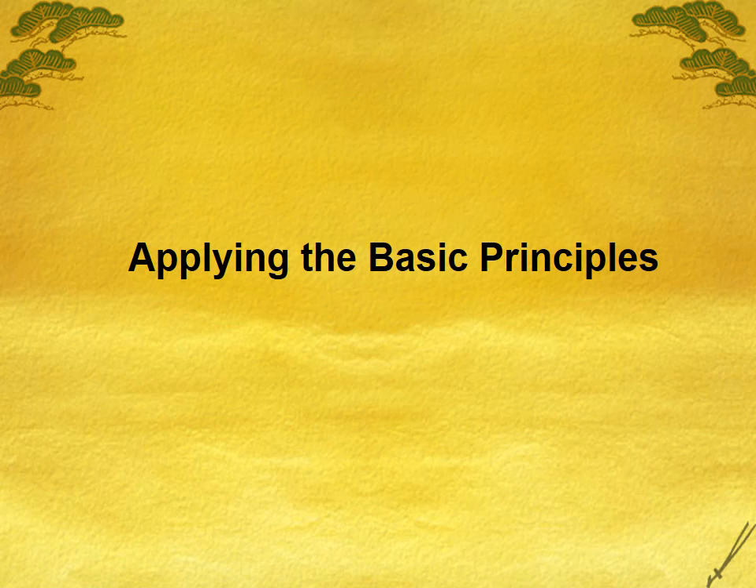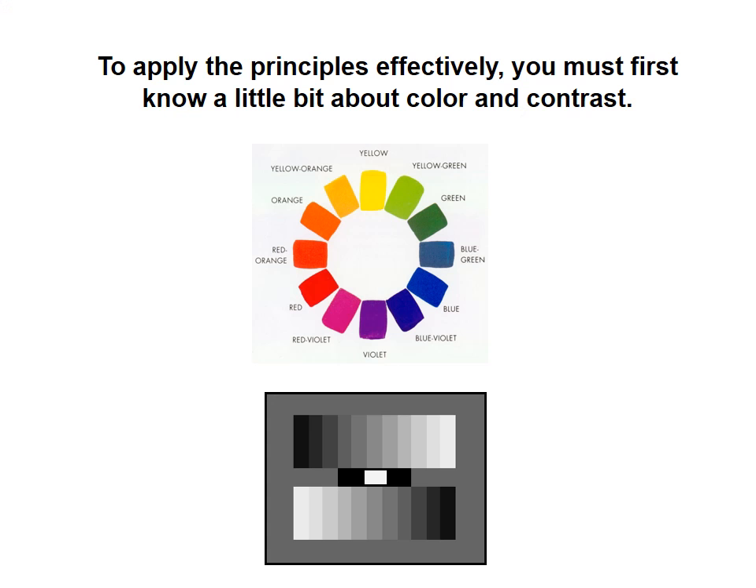So let's talk about how we apply the basic principles that we've just learned. First of all, we have to understand the color wheel and the grayscale as well. The things that are furthest apart, or opposing one another on the color wheel, such as red-orange and blue-green, or yellow and violet, have the highest contrast. So if you have a violet background and a splotch of yellow in it, your eye will go right to that contrast where the yellow meets the violet.